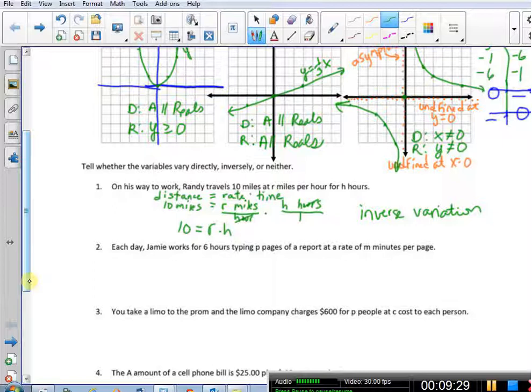And if we think about it, if I make my rate faster, and the distance is 10 miles, that is going to stay the same. If I make my rate faster, the hours to get there is going to be less. So as r increases, if I change my speed to go faster, it's going to take less time to get there. That's inverse variation. Direct variation would be if I increase the rate and then the hours got longer, but that's not happening.